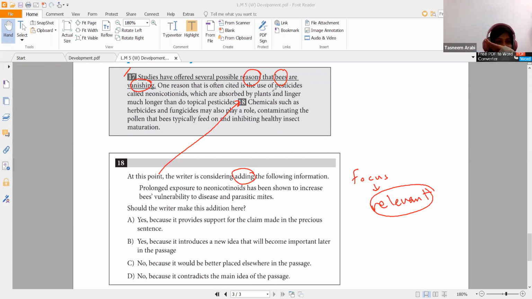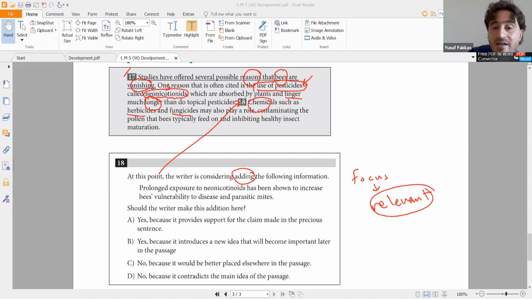Okay. So the first reason here is what? It's the use of pesticides. That's the first reason. And they are talking about specific pesticides that are called neonicotinoids, right? Which are absorbed by plants and linger much longer. So they stay longer than the normal, the topical, the usual pesticides. Okay, and then chemicals such as herbicides and fungicides may also play a role, contaminating the pollen that bees typically feed on and inhibiting healthy insect maturation. All right, so the first reason is the pesticides, and then they mentioned other chemicals. That's the other reason, which is the herbicides and fungicides, okay?